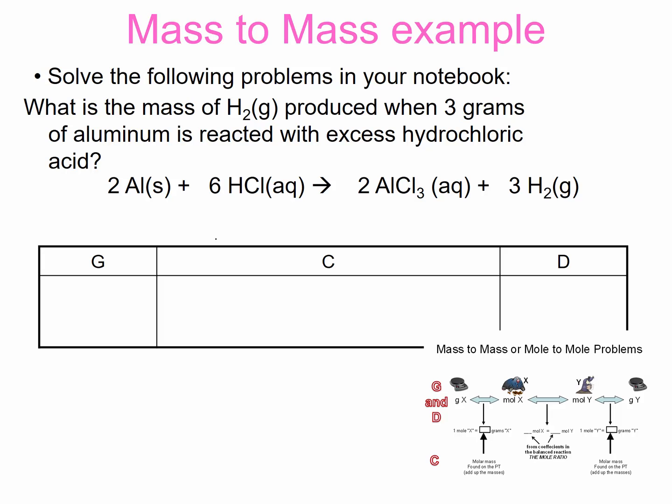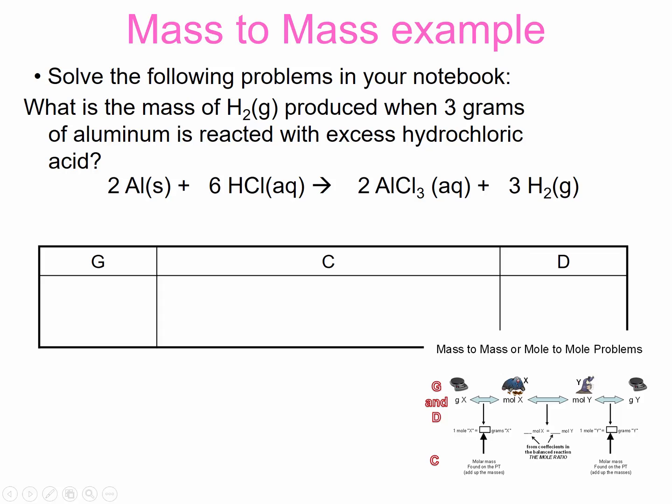Okay, this next one I'm going to do is a mass-to-mass problem. We'll see that this appears a little bit different, but a lot of things are the same. So here's the problem. It says, what mass of H2 will be produced when 3 grams of aluminum reacts with excess hydrochloric acid? It's just saying you have plenty of this. You don't have to worry about it running out.